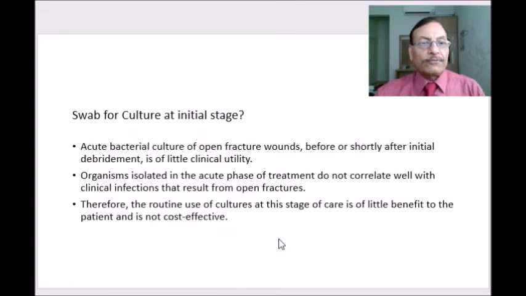What about the swab for culture and sensitivity test at the initial stage? The bacterial culture of the open fracture wounds before or shortly after the initial debridement is of little clinical utility. It has been seen that organisms isolated in the acute phase of the treatment do not correlate well with the clinical infections that result later on, and therefore the routine use of the culture at this stage of the care is of little benefit to the patient and is not cost effective.